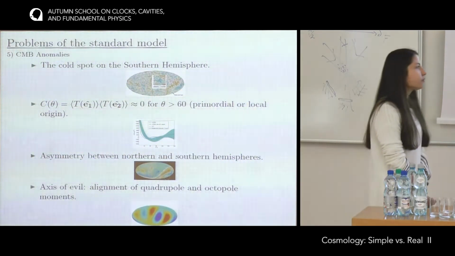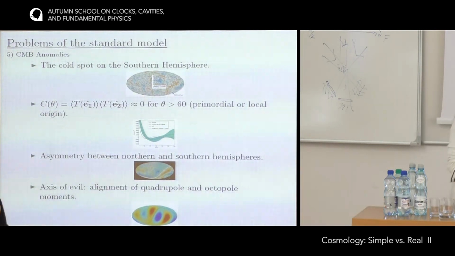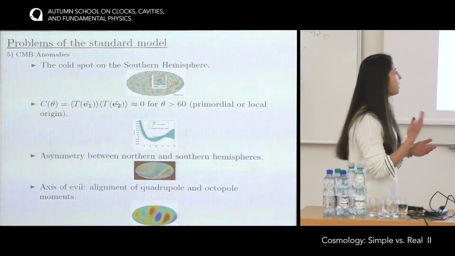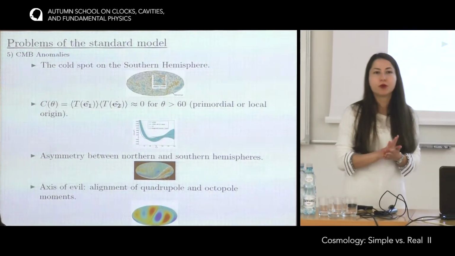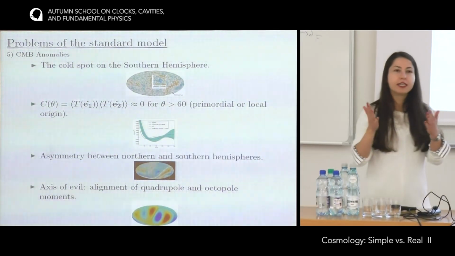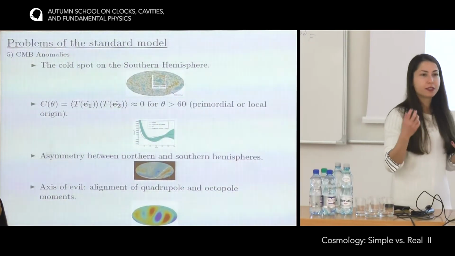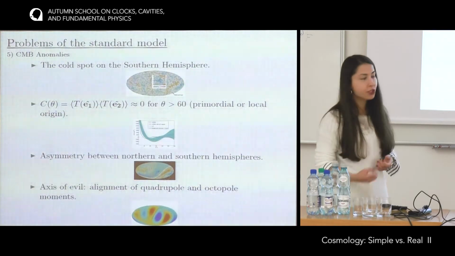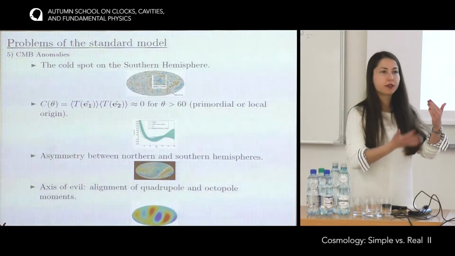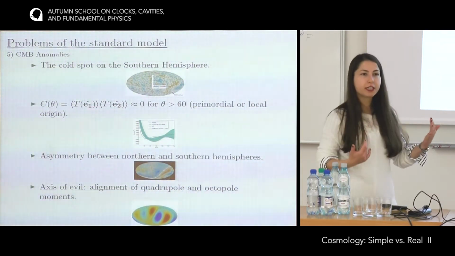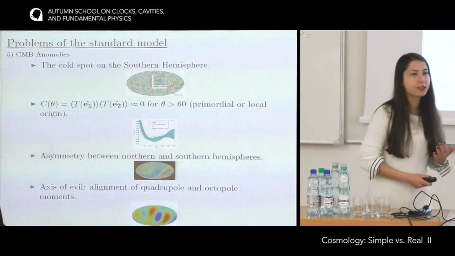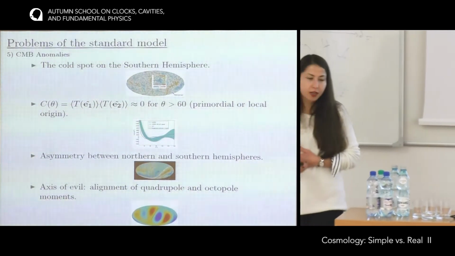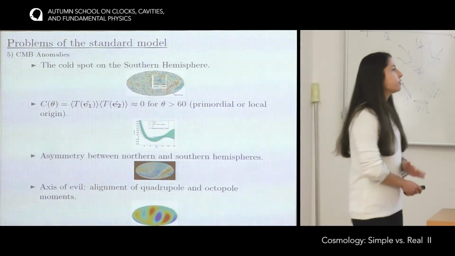And there's this axis of evil, which is pretty spooky because it's the alignment of the quadrupole and the octopole moments. So it looks like the solar system is in such a movement, such a kinematical movement, or in such a position that for every hot spot there's a corresponding cold spot. Some people say that there's something wrong with the statistics we use, or maybe something wrong with the instrumentation, but this problem still hasn't been solved.